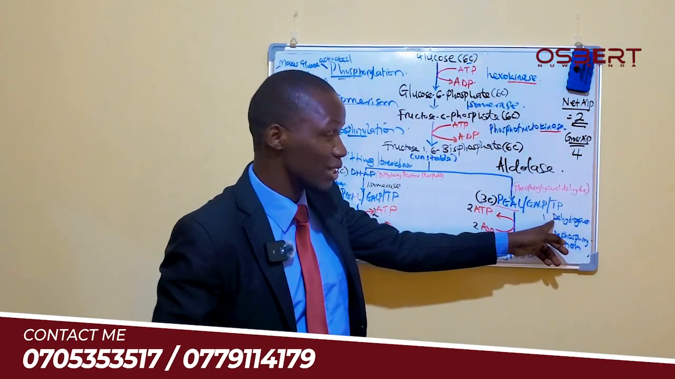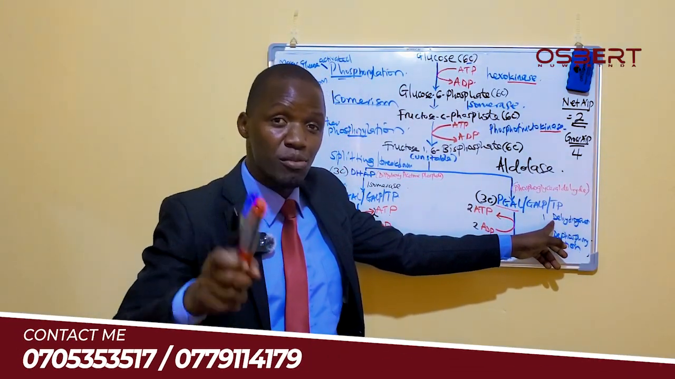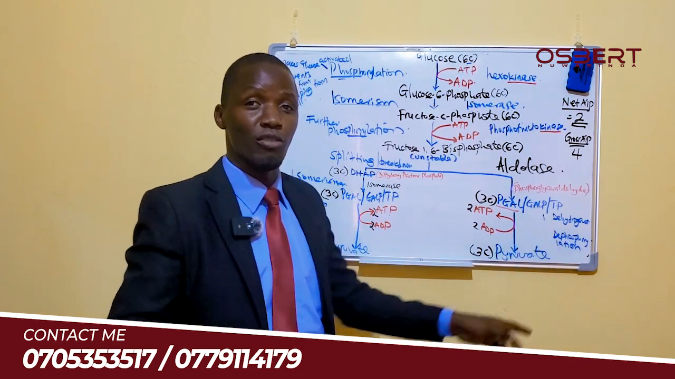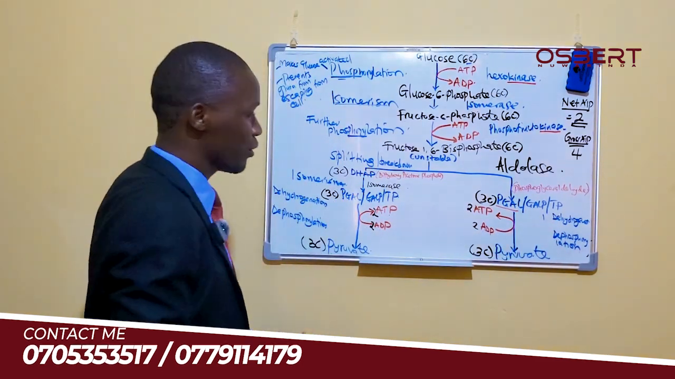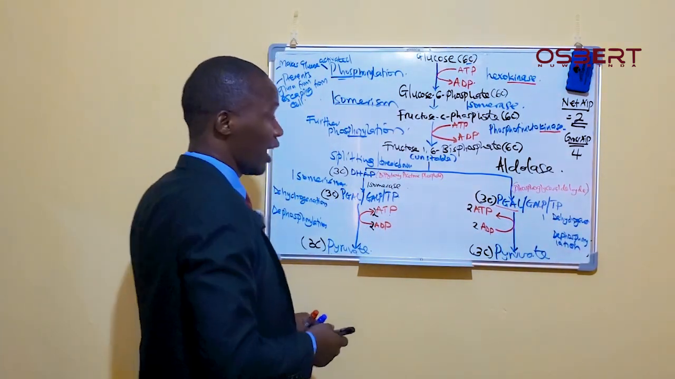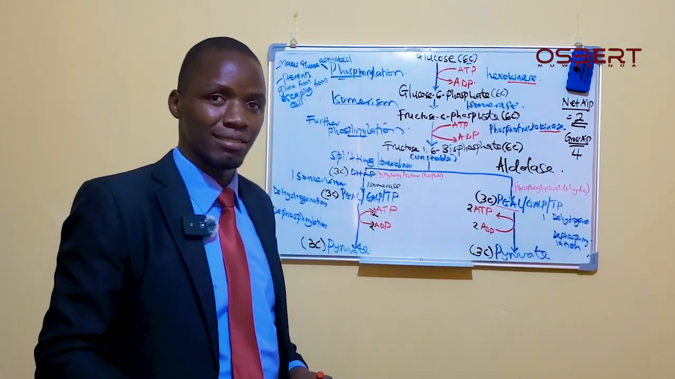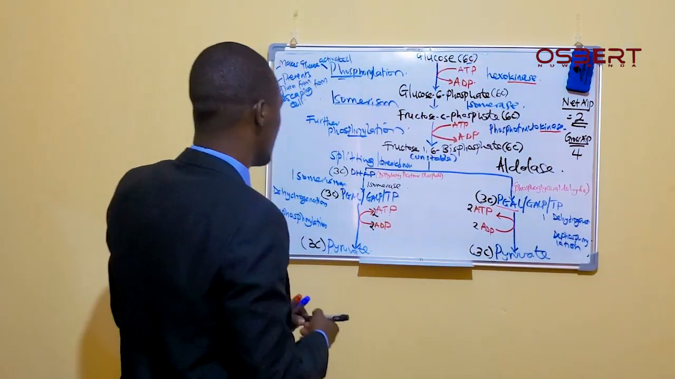Now, remember we say that is for the phosphorylation. But I say there's also the what? The hydrogenation, the removal of hydrogen. And what enables us to remove hydrogen is a molecule here. This molecule is known as NAD.